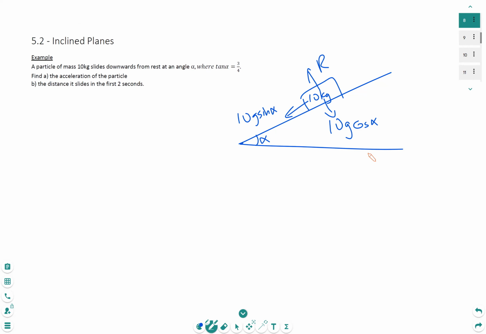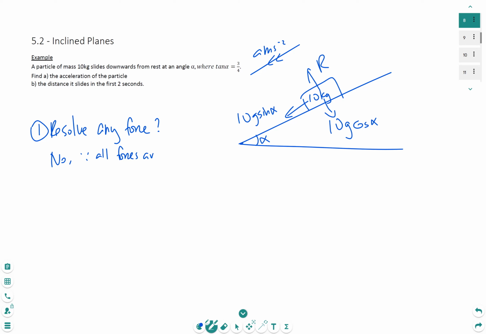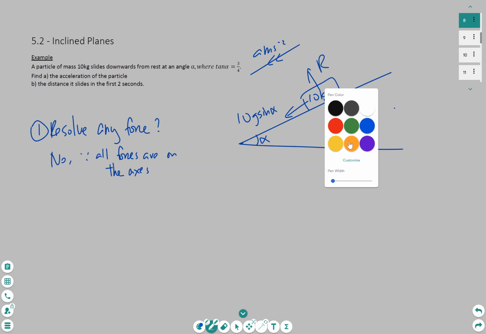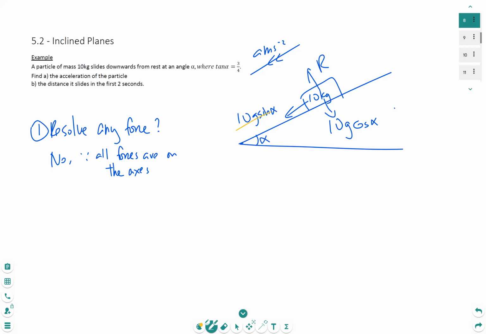Find the acceleration of the particle. So this particle is sliding downwards with an acceleration. So what do we do? Well, first step, like before: do we have to resolve any force? The answer to this is no, because all forces are on the axes. If you want to use a pencil, you can, that's your axes, that's your x and y. They're all on the axes, x and y like this.